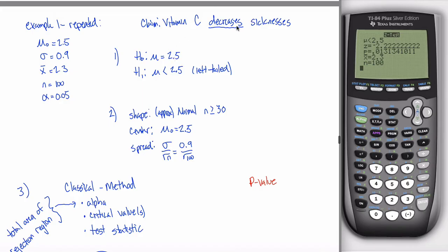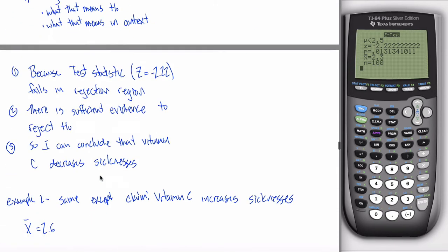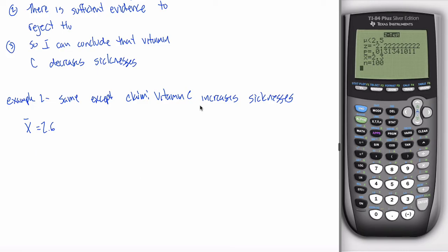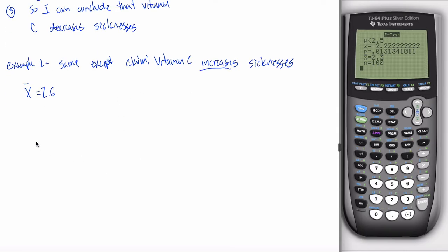So if my claim is that it increases sicknesses, it would kind of make sense that my sample average was greater than the 2.5 instead of less than the 2.5. So suppose you're redoing the whole thing, but now your claim is that vitamin C increases sicknesses and that X bar is 2.6. Everything else is the same. Let's go through this really quickly. Null hypothesis is the same. Mu equals mu naught, that's 2.5. Alternative hypothesis is different now. You're still comparing mu and mu naught, but now that your claim is increases sicknesses, you put a greater than sign here. This is now a right-tailed test, not a left-tailed test.